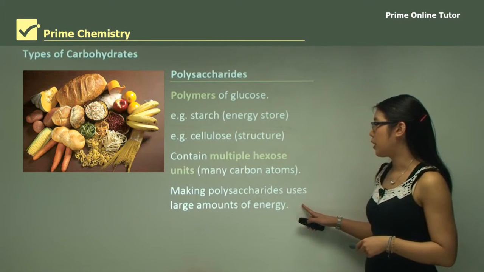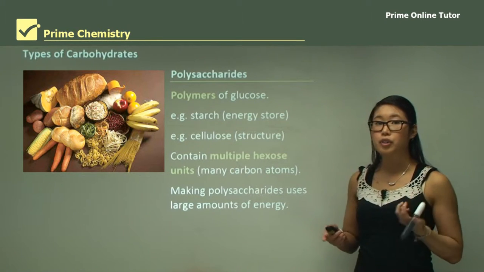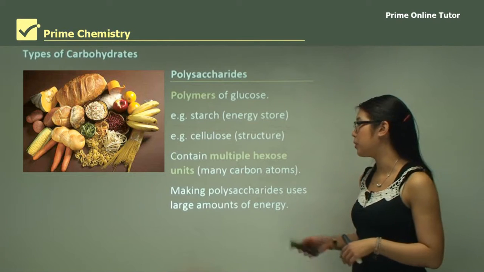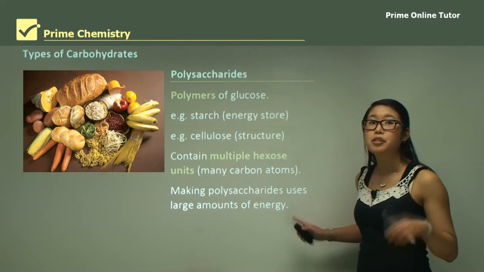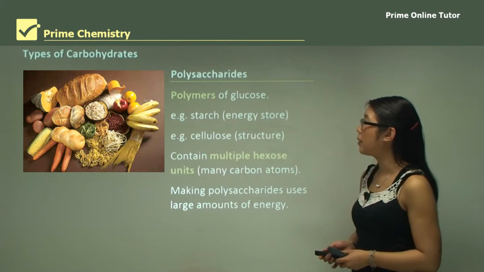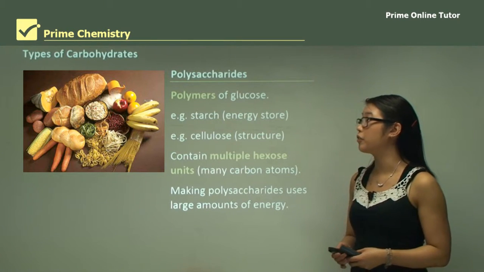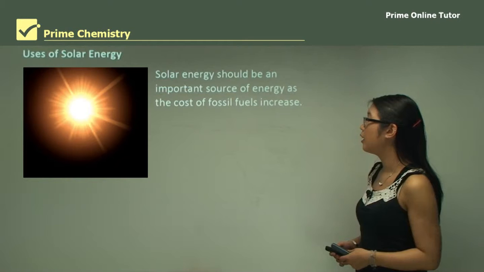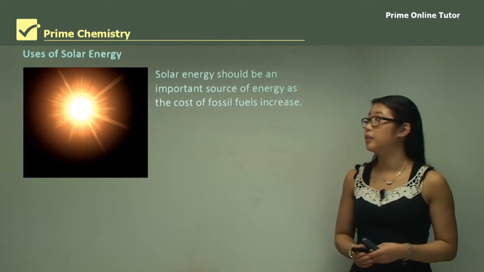So this makes polysaccharides use up a lot of energy to make them, because we need to put a lot of energy in to form a long chain. So carbohydrates are found in a lot of different foods and plants, and they use solar energy.